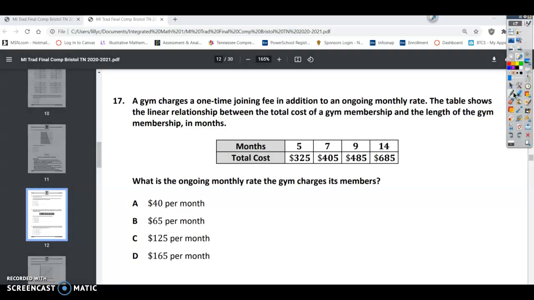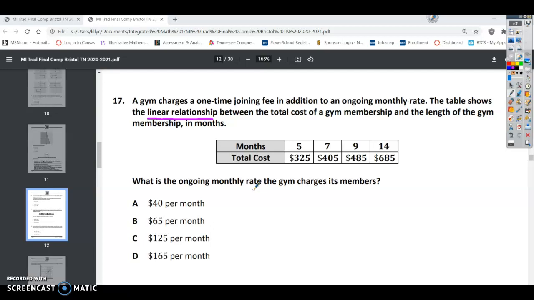Math 1, final benchmark number 17. A gym charges a one-time joining fee in addition to an ongoing monthly rate. The table shows the linear relationship between the total cost of a gym membership and the length of a gym membership in months. All right, so if this is a linear relationship, we know that it's going to have a constant change. Okay, what is the ongoing monthly rate the gym charges its members?